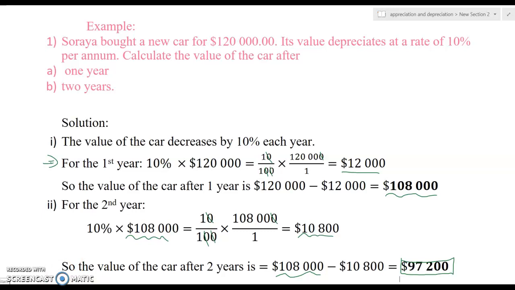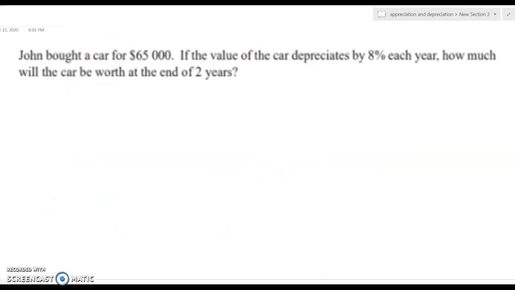So in these questions, you need to put yourself in these situations for all these consumer arithmetic questions. Really put yourself in the position of the person who's buying, selling, investing, any of those things, to really understand what is going on. So John bought a car for $65,000. If the value of the car depreciates by 8% each year, how much will the car be worth at the end of 2 years? Similar to the example we just did. So if you want, you can pause the video, try the question, and then when you finish, press play so you can see the answer.